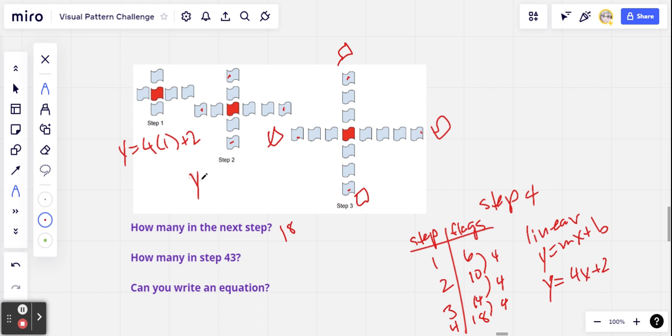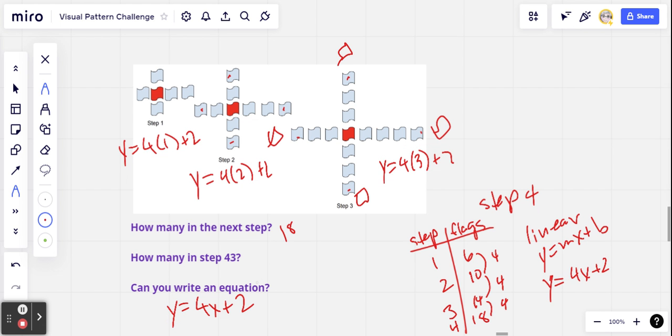Now let's test this and make sure it works with the other steps. So here in step 2, we'd put in 2 for x. So y equals 4 times 2 plus 2, 4 times 2 is 8, plus 2 is 10. Yep, that's how many in step 2. How about step 3? y equals 4 times 3 plus 2. 4 times 3 is 12, plus 2 is 14. Yes, it's checking out. So it looks like our equation is y equals 4x plus 2.